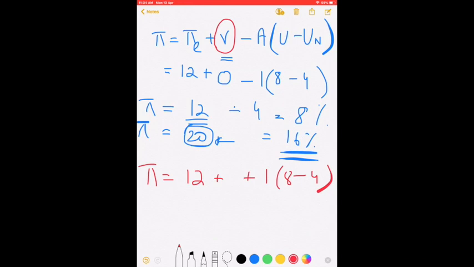Unemployment was 8%, the natural rate of the economy was 4%, and we were having an 8% unemployment in the economy. This is a minus sign over here, and this was giving us an 8% inflation rate. What happens if there is a supply shock, and a supply shock worth say 4? When there's a supply shock, this becomes 16 minus 4, which means inflation goes up.